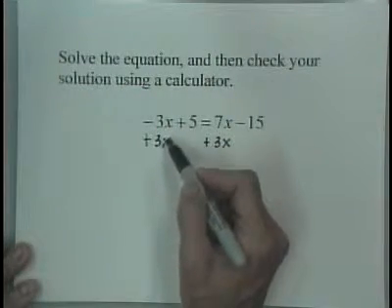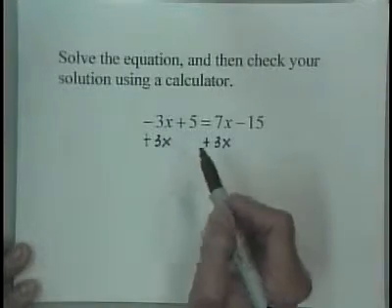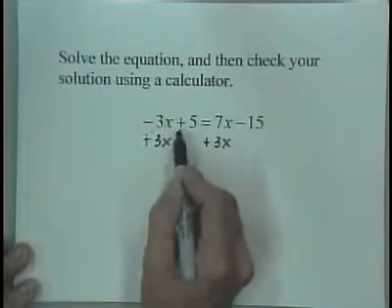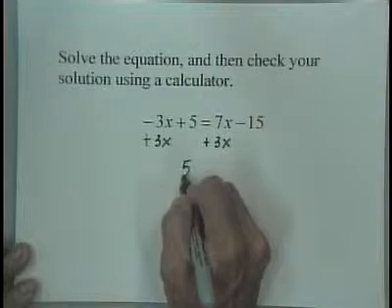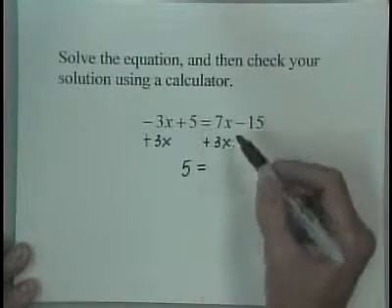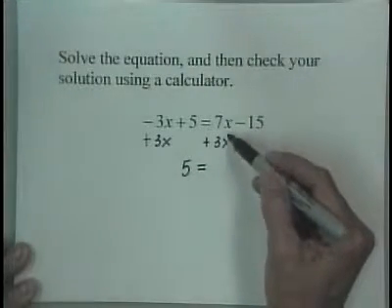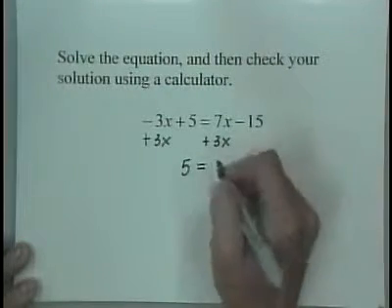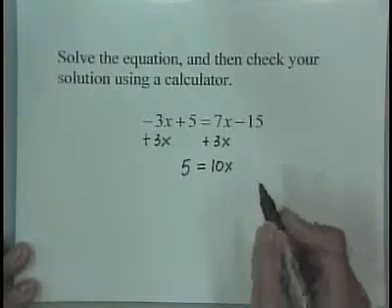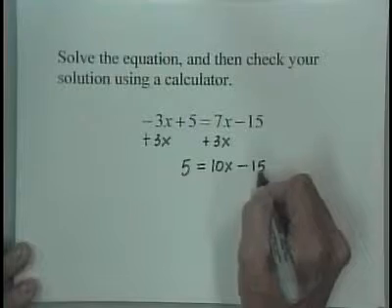What happens on the left is negative 3x plus 3x add to 0, and I have that 0 plus 5, or just 5. On the right, if I combine like terms, I have 7x plus 3x, which is 10x, still minus 15.